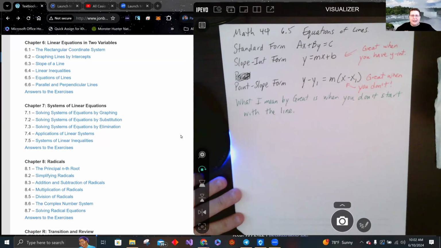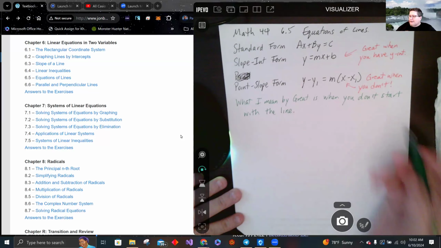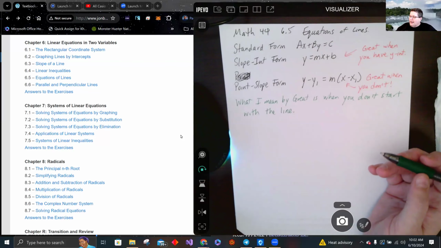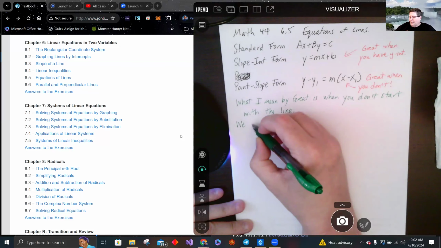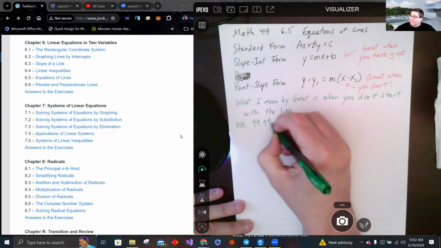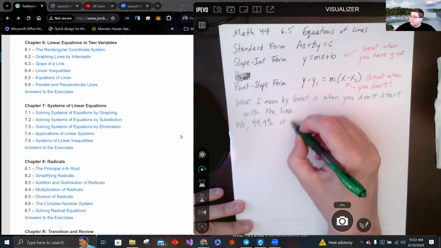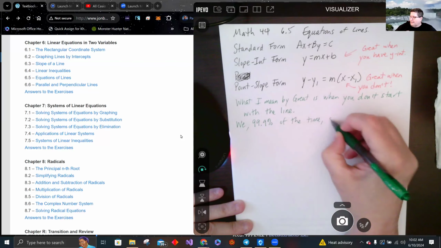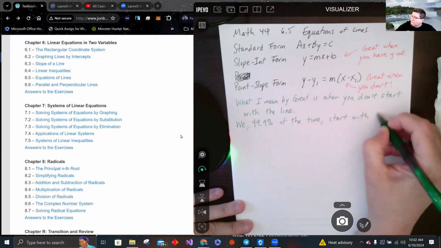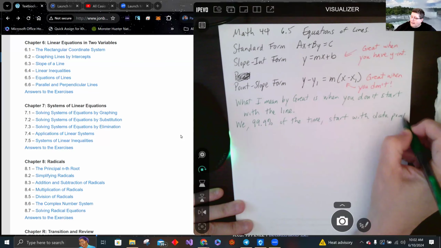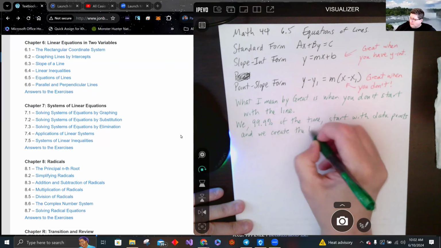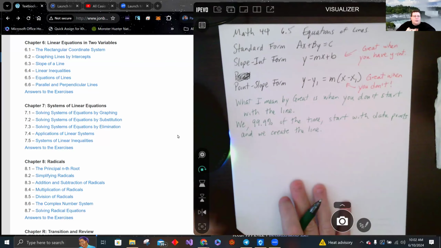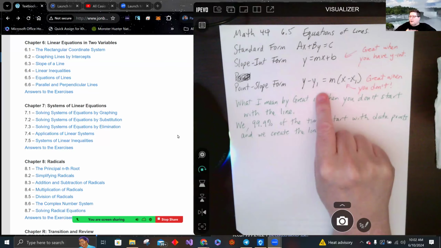And then we use software a lot of the time to find the line, but we don't need to. This is how they do it actually anyways. So oftentimes, I'm going to go with 99.9% of the time, we start with data points. And we create the line. So this one is great to do for that.